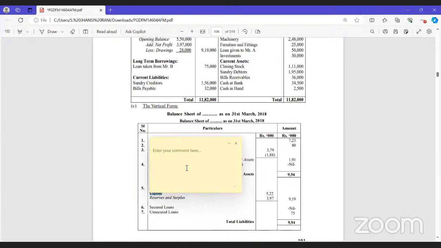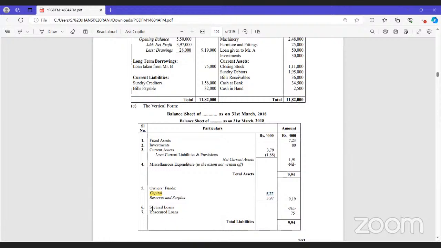So here capital means the owner's capital is 5,50,000 minus drawings 28,000. It comes to 5,22,000. So this will be written over here. Capital means this is how we'll get the 5,22,000. Next, under reserves and surplus, they write only net profit or any profits or any reserve, that will be written under the schedule, that is reserves and surplus.